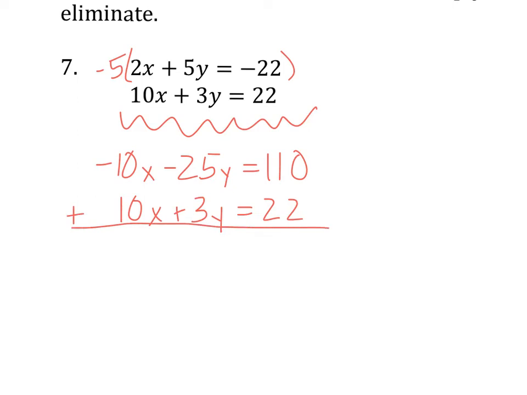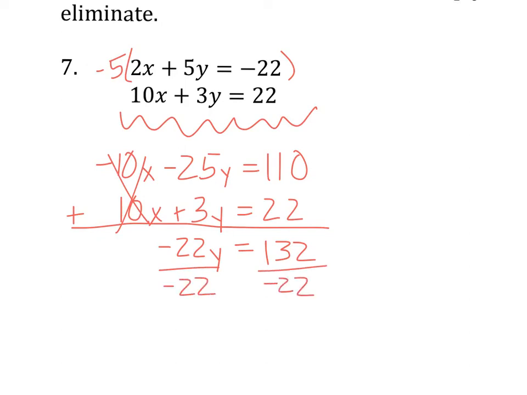So the rest of this problem is exactly the same as the first page. Negative 10x and 10x eliminate. Negative 25y and 3y makes negative 22y. And then 110 and 22 makes 132. Solve what's left, so divide by negative 22. I think that's 6, let me double check. 132 divided by 22 is 6, yep. So y equals, let's see, it's going to be negative 6.